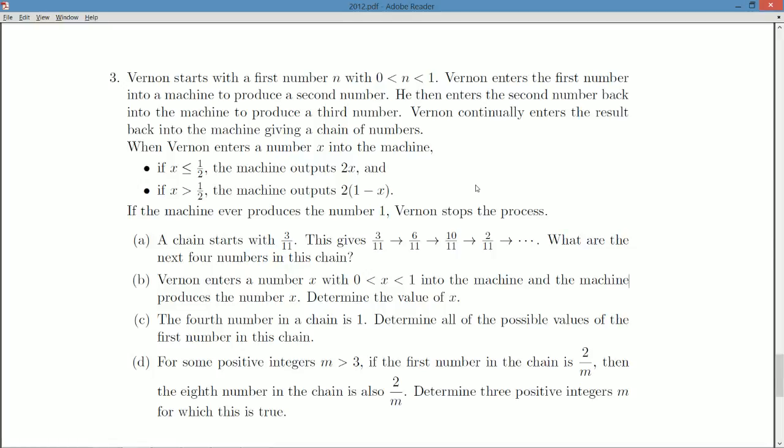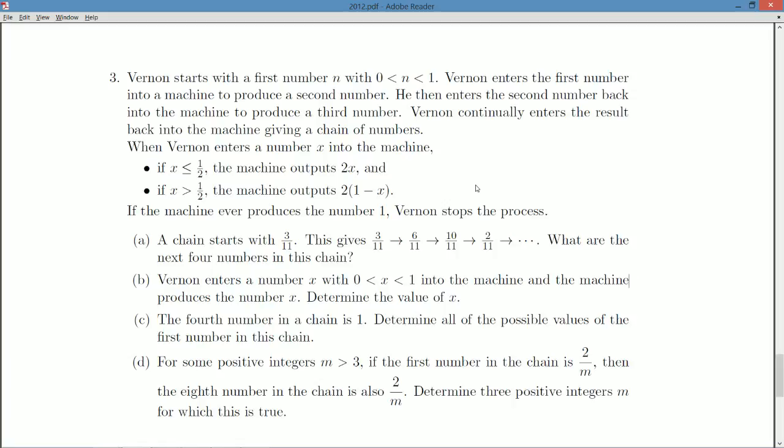So when Vernon enters a number x into the machine, we have two possibilities. If x is a half or less, the machine outputs 2 times the given input number, 2 times x. If the value that we put into the machine, x, is strictly greater than a half, the machine outputs 2 times 1 minus x. So the difference between 1 and x, times 2. If the machine ever produces the number 1, Vernon stops the process. Anytime we see a 1, we're done.